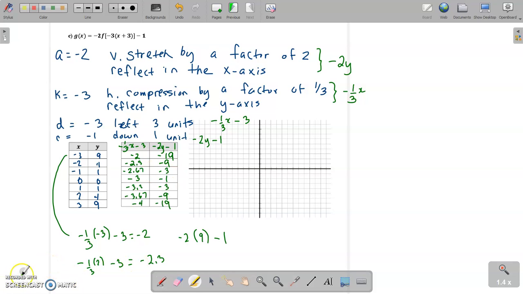Alright, so when you go to graph this, you graph the parent function first, which is this one. And when you go to graph the transformed function, you can just plot the nice points. And see if that helps.